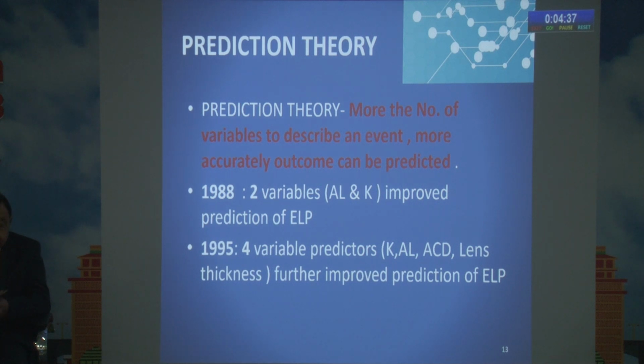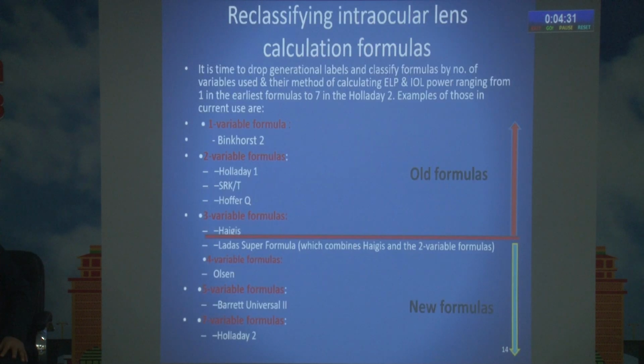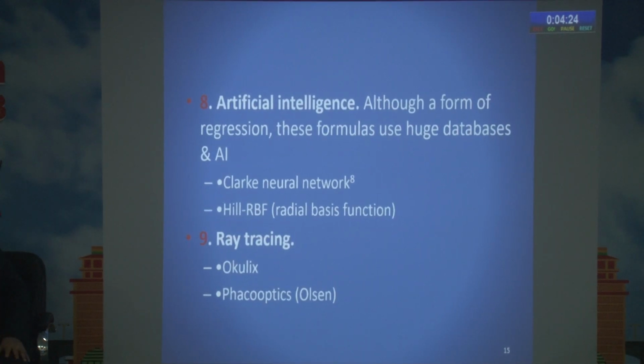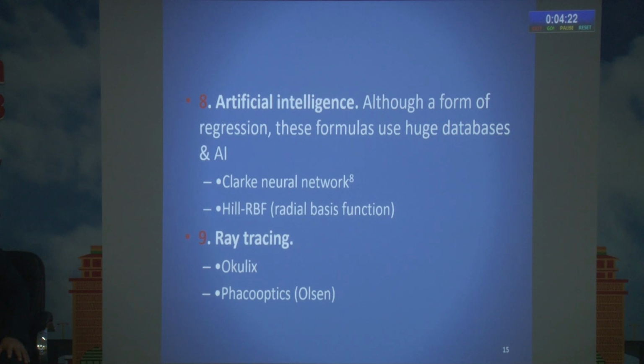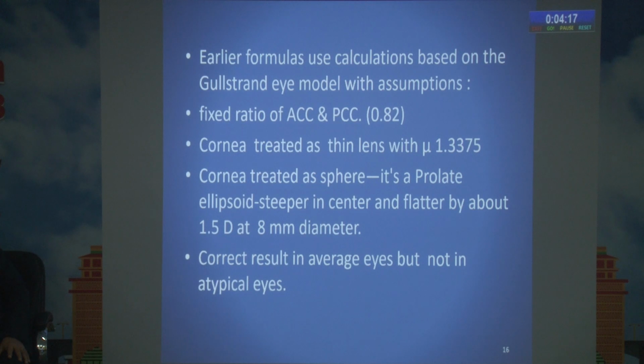Prediction theory says the more the number of variables, the more accurately you can predict the outcome. So we have jumped from 2 variables to more variables. We have 5 variables in Barrett Universal and 7 variables in Holladay 2 formula. And we also have the use of artificial intelligence and ray tracing in Okulix and Phaco optics.